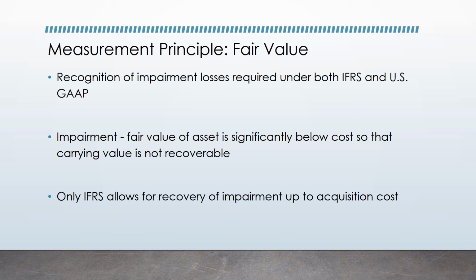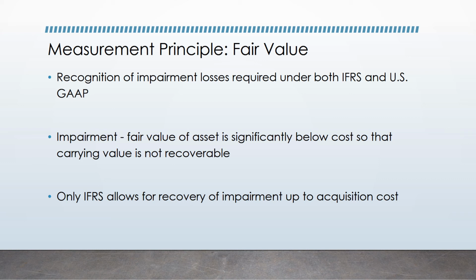So we do use fair value measurements in impairment losses under both IFRS and GAAP. So we know that the basic idea of an impairment loss is that the fair value of the asset has fallen significantly below the cost so that the carrying value of the asset is not recoverable. All right, so under both IFRS and US GAAP, they would recognize impairment losses, but only IFRS allows for recovery of impairment up to the acquisition cost. All right, so we've got an asset, we've taken the value down under an impairment loss. You're basically going to do that the same way under IFRS and US GAAP. But if there's recovery of impairment on the IFRS asset, you can take it back up to its original cost. All right, and under US GAAP, there's no recovery of impairment.